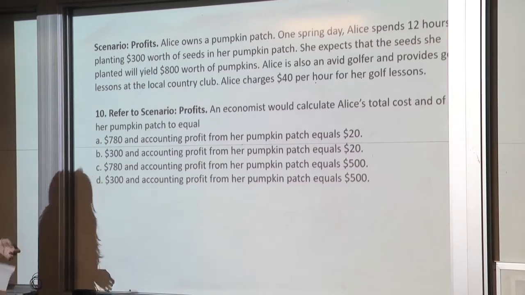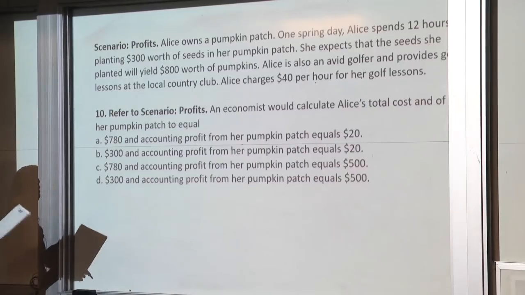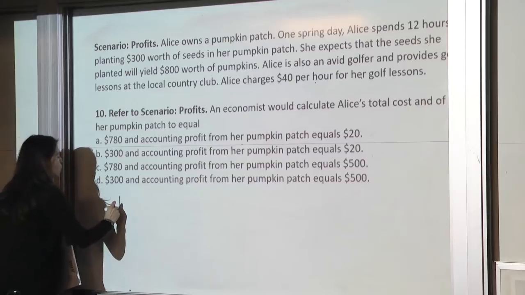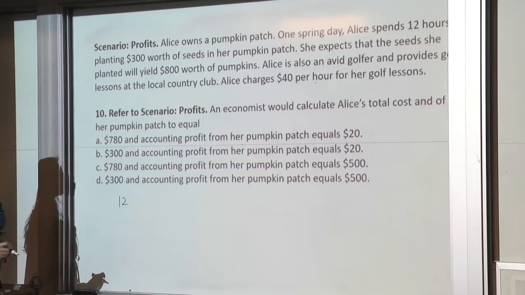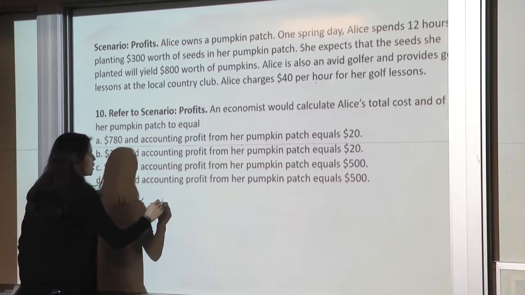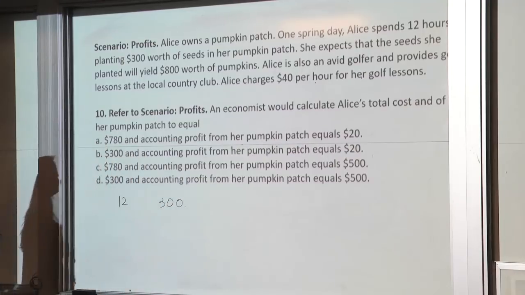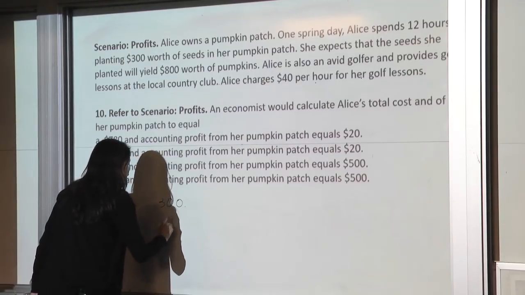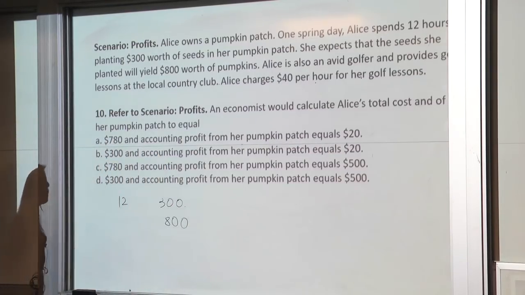10. Alice owns a pumpkin patch. One spring day, Alice spent 12 hours planting $300 worth of seeds in her pumpkin patch. She expects that seeds planted will yield $800 worth of pumpkins.